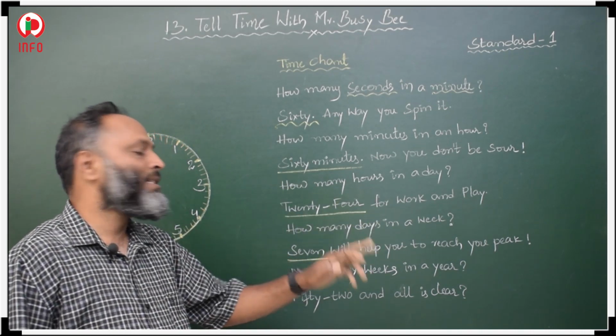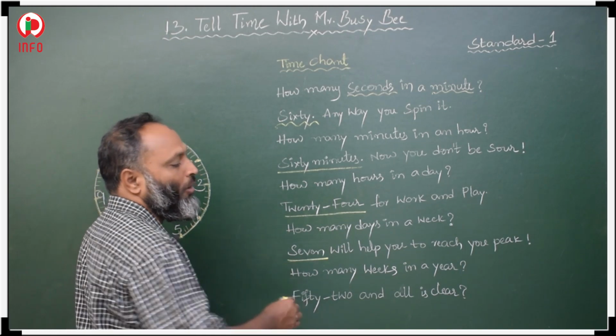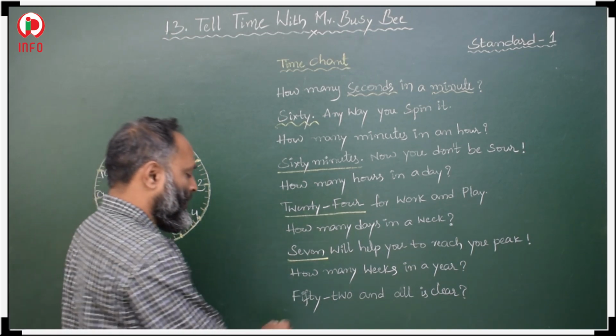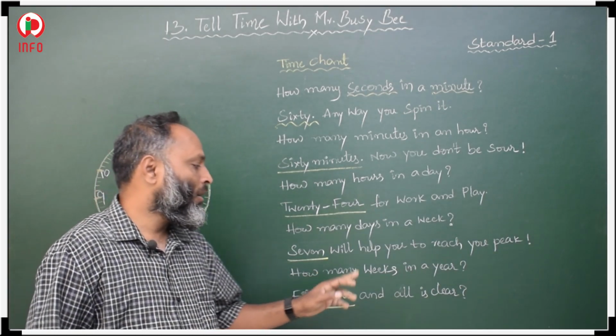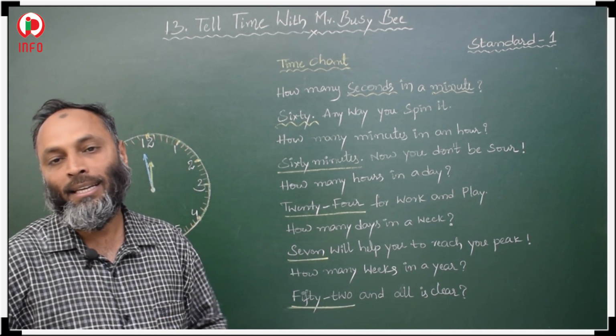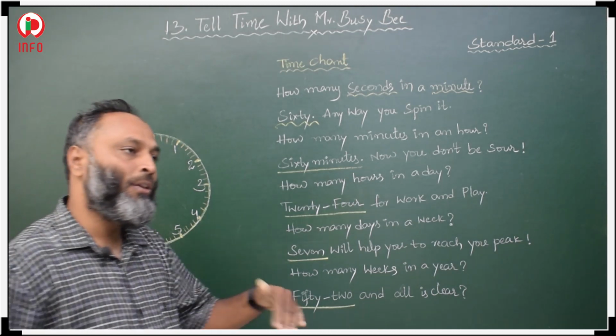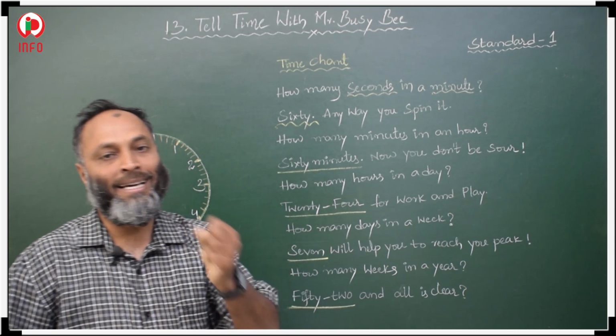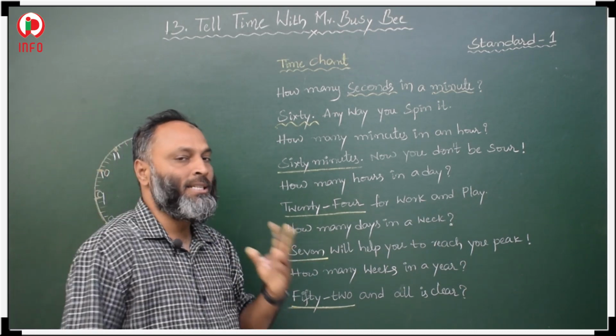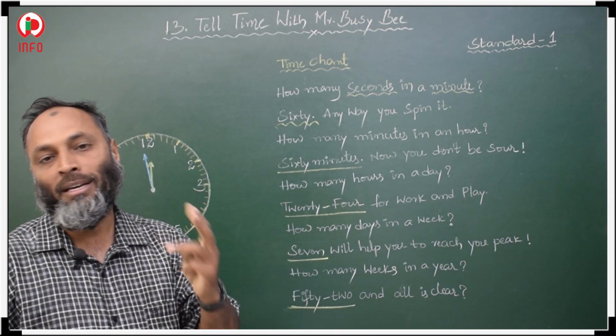How many weeks in a year? So in a year how many weeks are there? 52. And all is clear. How is all clear? See here. How many seconds in a minute? 60 seconds in a minute. Then how many minutes in an hour?